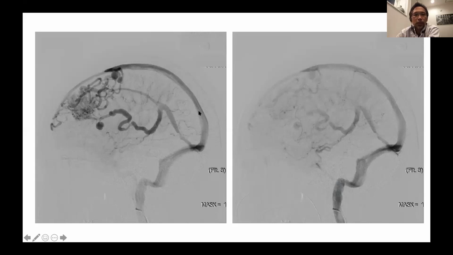Like this one, you see an AVM around this area, and it's draining a little bit superficially too, but there's a big draining vein that goes here into the vein of Galen. So you probably have noticed the curved shape. So you can say that this is probably part of the longitudinal caudate vein.